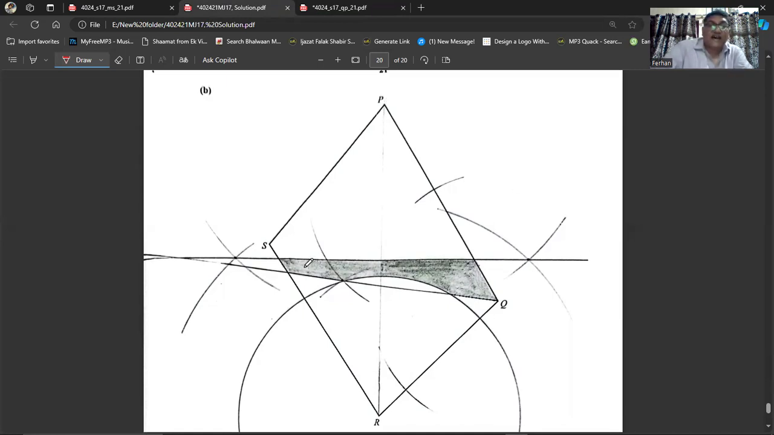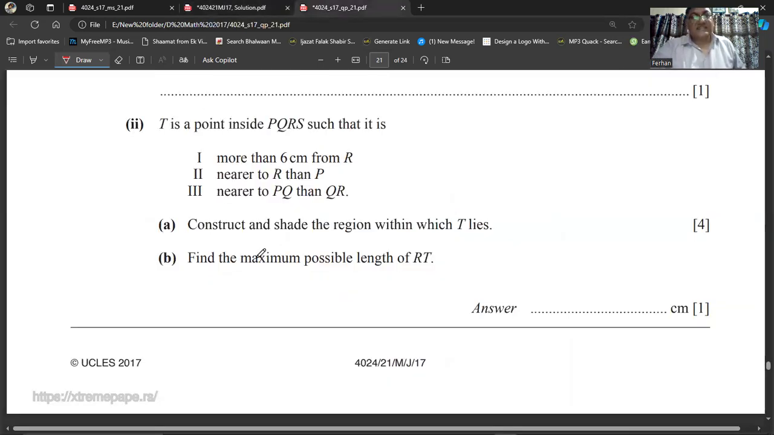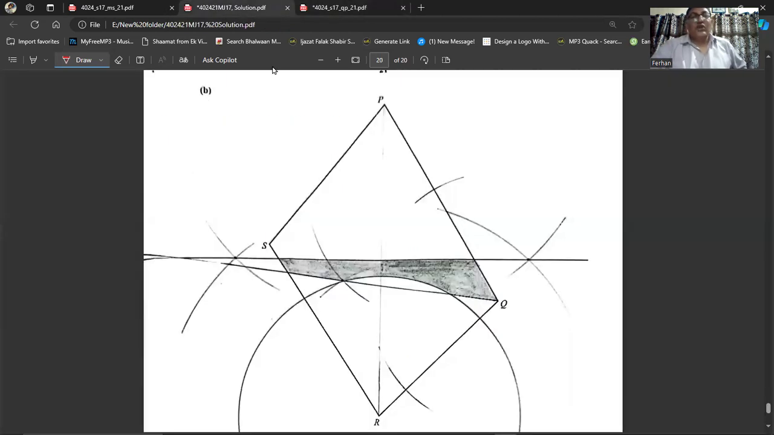And I will draw this arc and this arc. Where these two arcs intersect each other, I will join them. So this black line is the perpendicular bisector of the PR. Okay. Then he says you have to remain nearer to R than P. So you have to remain towards R.